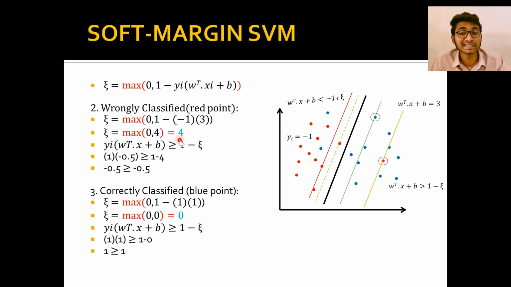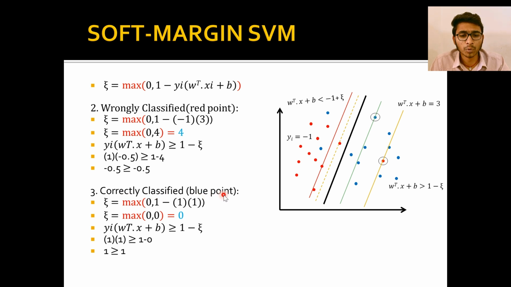Okay, for wrongly classified points, if you find zeta, it is coming greater than 0. I got a conclusion from here. And let me see whether the modified constraint is softened for this or not. Let me see, guys. Minus 0.5. Yeah, cool. This is very cool.